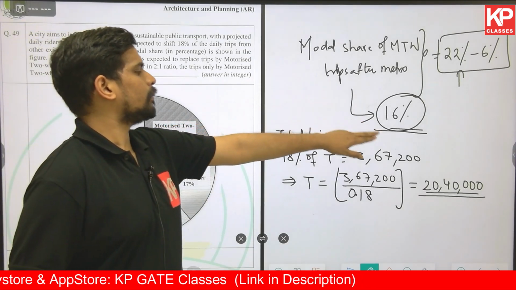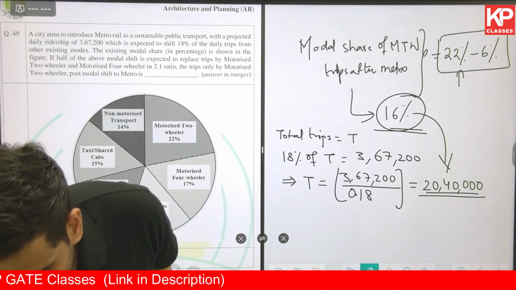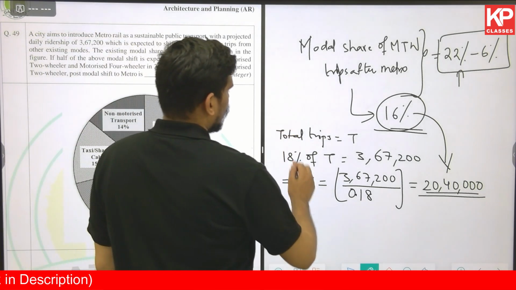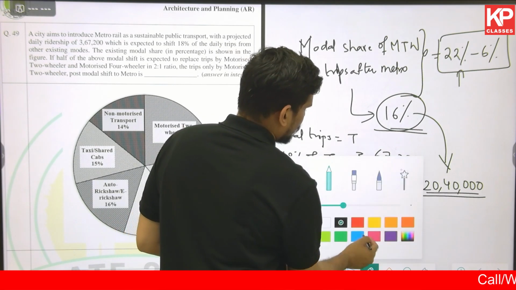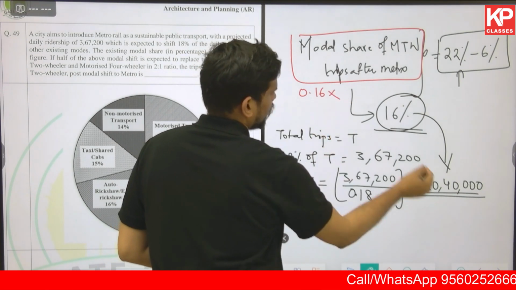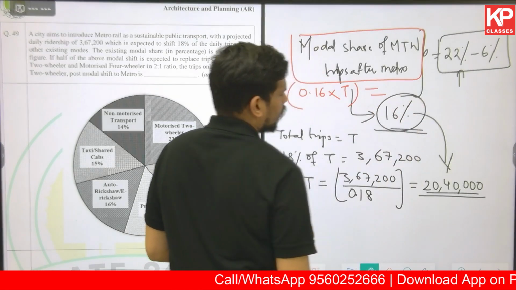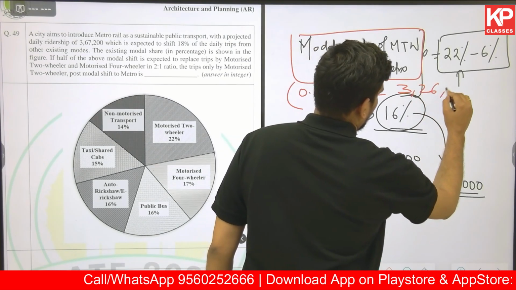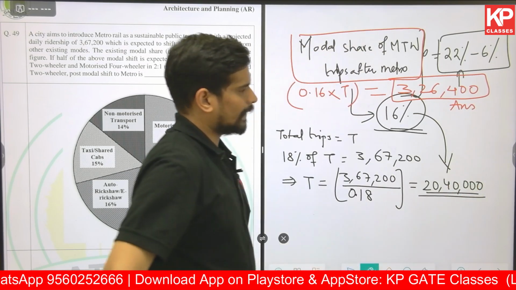Final answer, 16% of the total. What is 16% of 20,40,000? 20,40,000 multiplied by 0.16 is 3,26,400. So the modal share of motorized two-wheeler trips after metro is going to be 16%, that is 0.16 into total number of trips. The value of T we have calculated, so that is coming out to be 3,26,400. That should be the answer for this question.